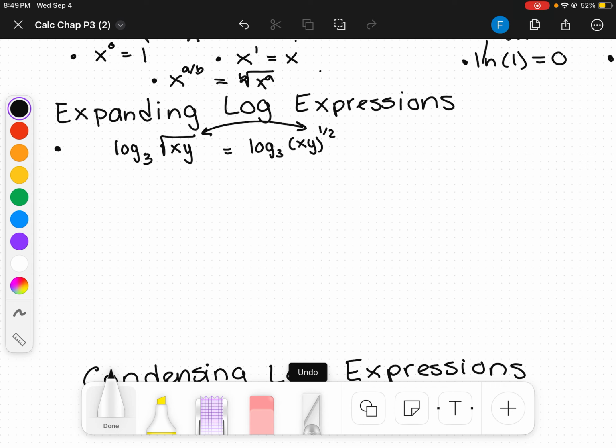And then what I'm going to do is use that rule that says if you have log of something raised to an exponent, you can pull that exponent out in front.